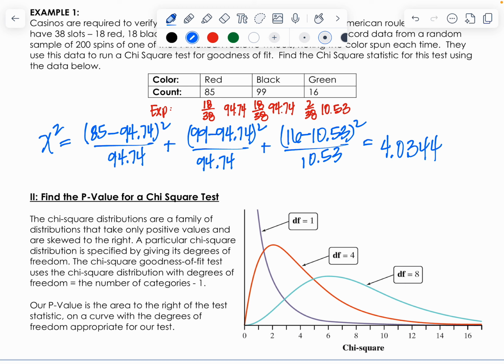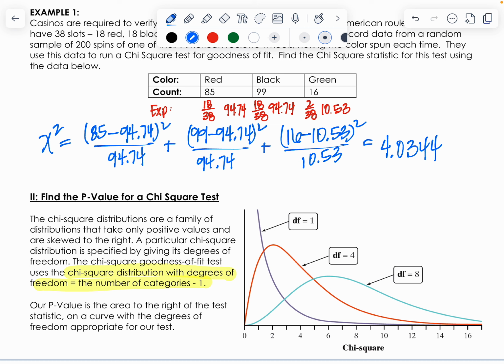And so let's just talk a little bit about chi-square distributions in general. They are a special type of distribution. They do not have symmetric curves like our normal curves and our t-curves. They are skewed. They take on only positive values. And every particular chi-square distribution is characterized by its number of degrees of freedom. And so in the goodness of fit test, we use a chi-square distribution with the degrees of freedom equal to the number of categories minus 1.